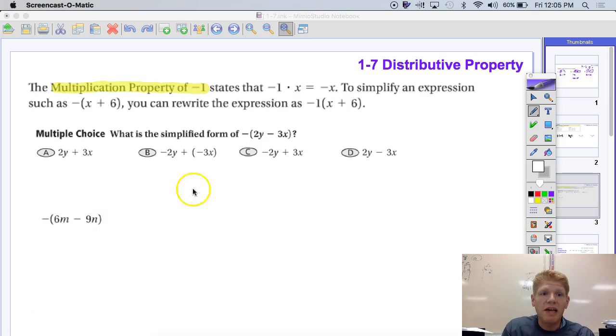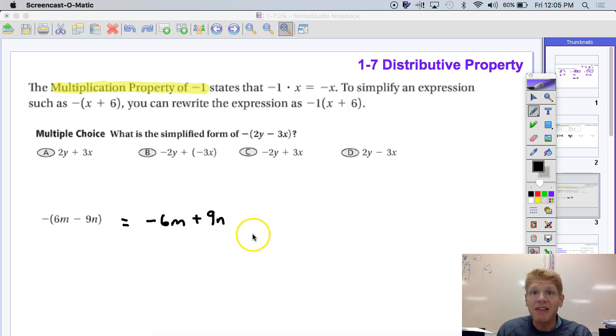So let's do one last example. Let's take this problem right here. The negative of (6m - 9n) grouped together in parentheses. Once again, I'm just changing my signs. That's all I'm doing. So I take the negative 1 and I multiply it by 6m. That gives me negative 6m. I take the negative 1 and I multiply it by a negative 9n. That's going to give me positive 9n. And that's all there is to it.